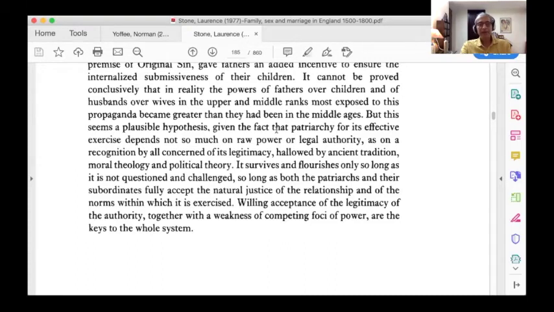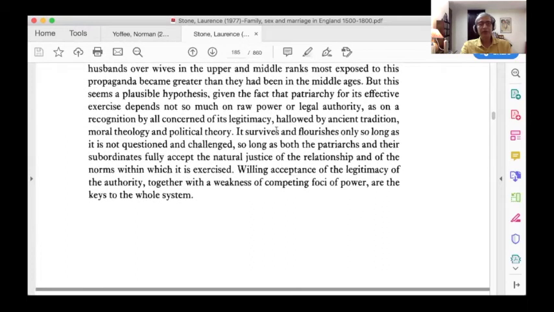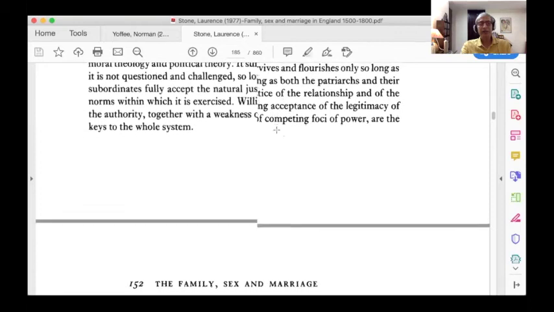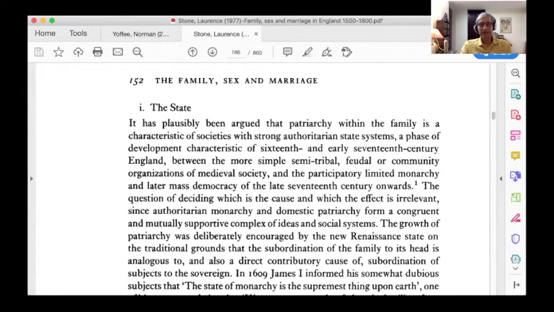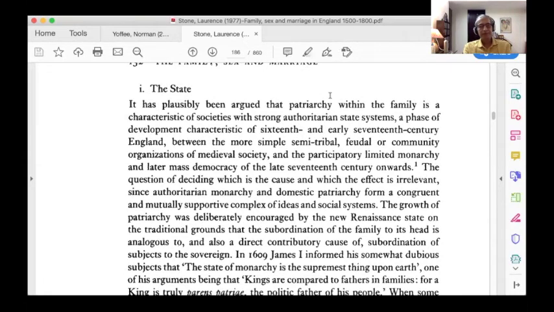Willing acceptance of the legitimacy of the authority, together with the weakness of competing foci of power, are the keys to the whole system. So we come to the state. The parallel between the state and the patriarchal family becomes very important because one reinforces the other.